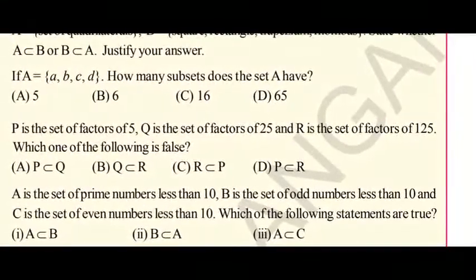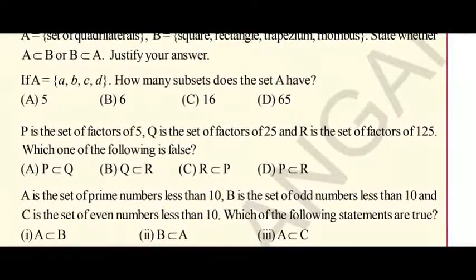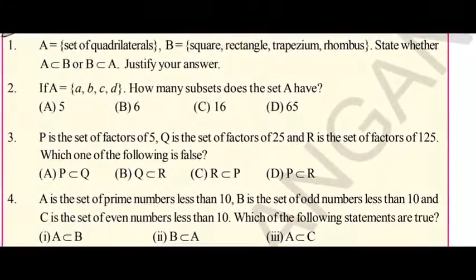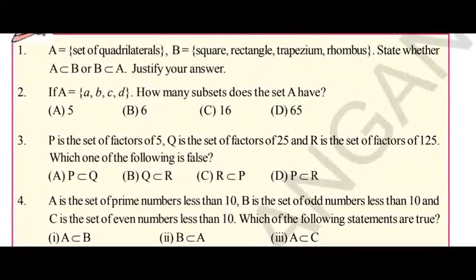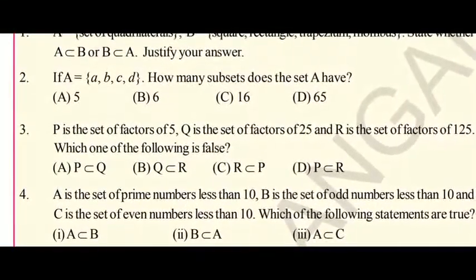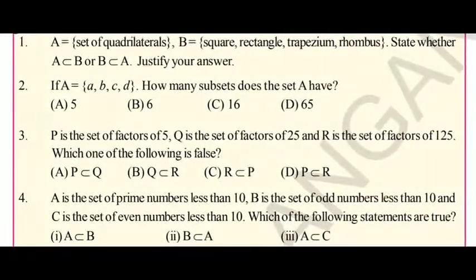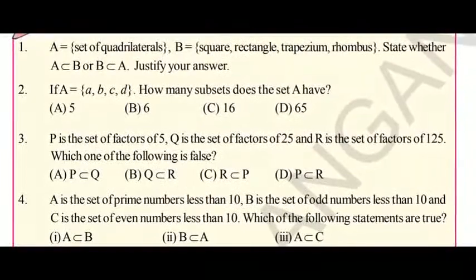P subset of Q is right. All the elements of P are in Q. Q subset of R is also right. All the elements of Q are in R. But all the elements of R are not in P. So R subset of P is wrong. P subset of R is also right. All the elements of P are in R. 1 comma 5 are also in R.